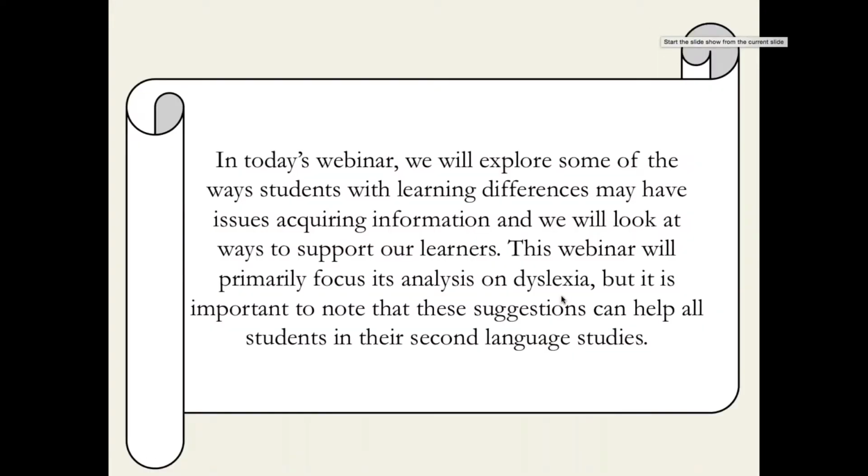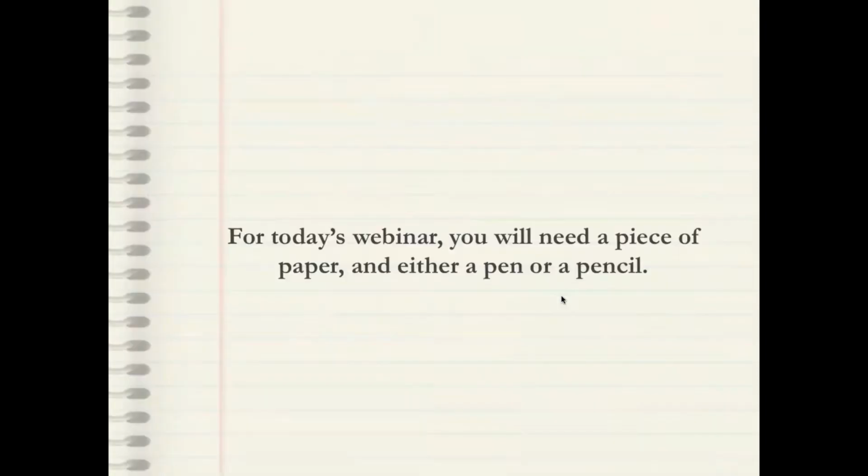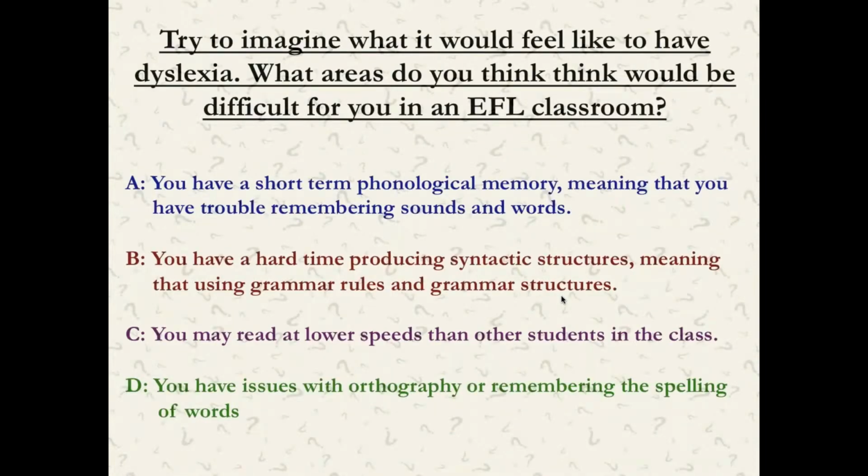So today we're going to talk about how we can support students with learning differences. And we're going to talk about the issues that they may have when they're acquiring the information that happens in an English language class. So we're primarily going to focus on dyslexia, but we'll also talk about a few other learning differences, such as dyspraxia, specific language impairment, ADHD, and Asperger's. But this webinar is primarily focused on dyslexia. So as Maggie has shared with you, you're going to need a piece of paper and either a pen or a pencil in about 3 or 4 minutes. So before that, I'm just going to give you an overview of what a learning difference is, and then we'll move forward and do a little activity.